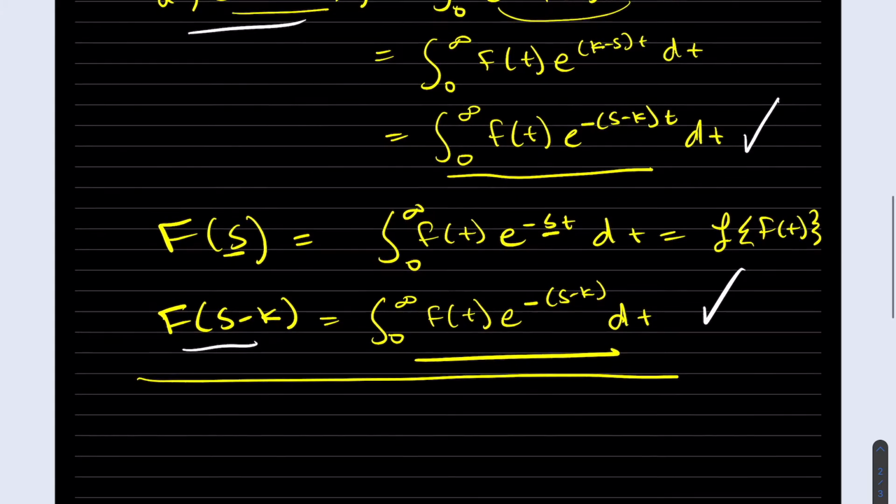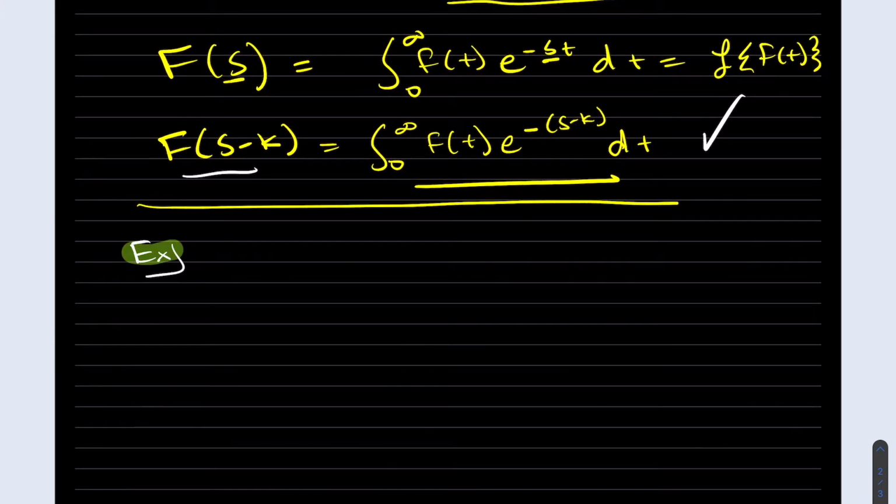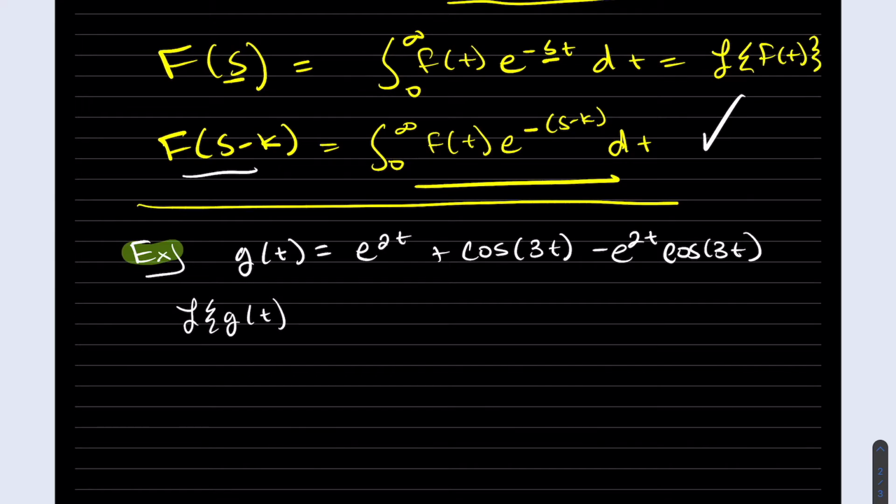So let's do an example. Let's find this, the Laplace.